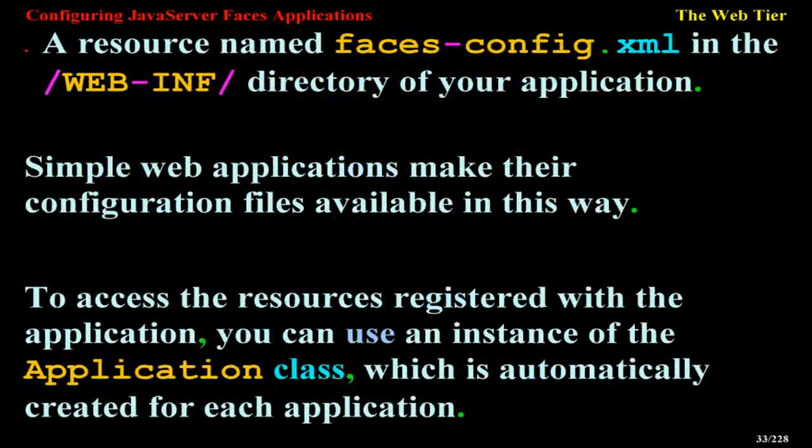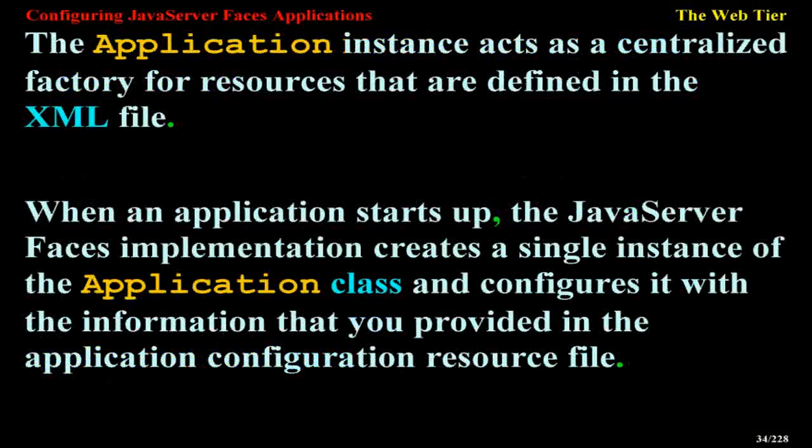To access the resources registered with the application, you can use an instance of the Application class, which is automatically created for each application. The Application instance acts as a centralized factory for resources that are defined in the XML file. When an application starts up, the JavaServer Faces implementation creates a single instance of the Application class and configures it with the information that you provided in the application configuration resource file.